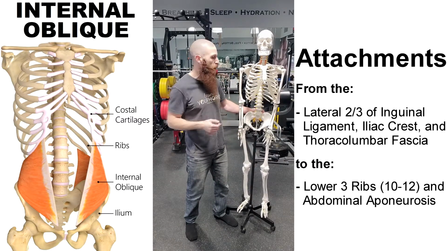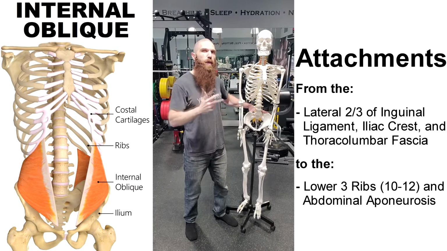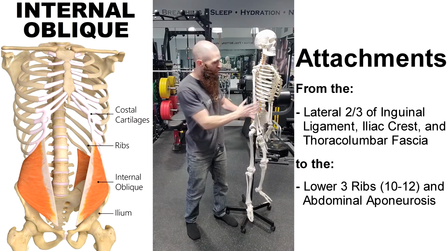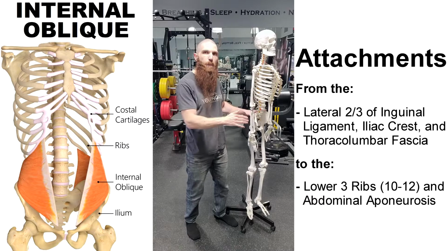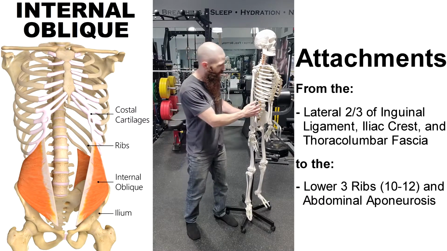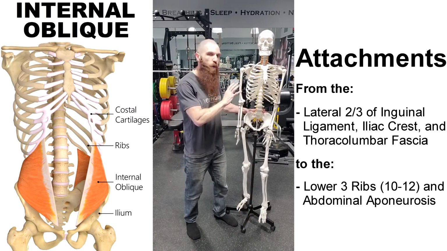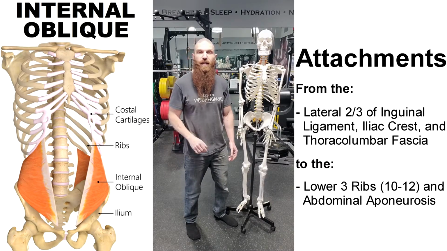Now let's move up to the rib cage. At the rib cage, the 3 ribs that we really need to pay attention to are going to be ribs 10, 11, and 12. 10 being the bottom of your false ribs, and then 11 and 12 being your floating ribs. But those are the only important bony landmarks when discussing the internal oblique muscle.